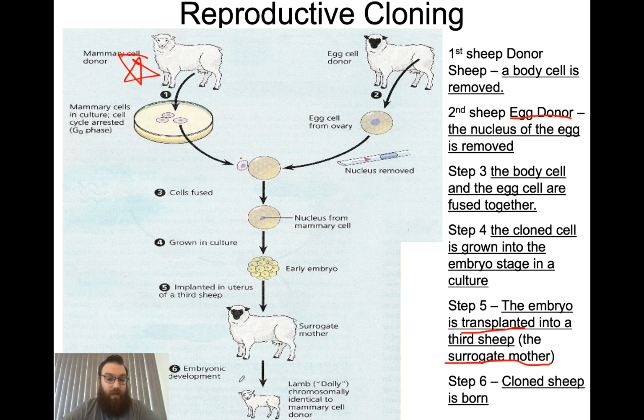Clone sheep is then born, okay? And this would be genetically identical to this sheep. Why is that? Well, this sheep donated its genetic material. All 23 pairs of chromosomes went into this blank cell, okay?